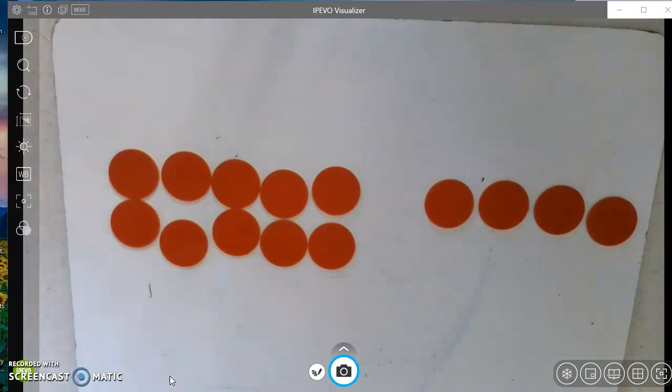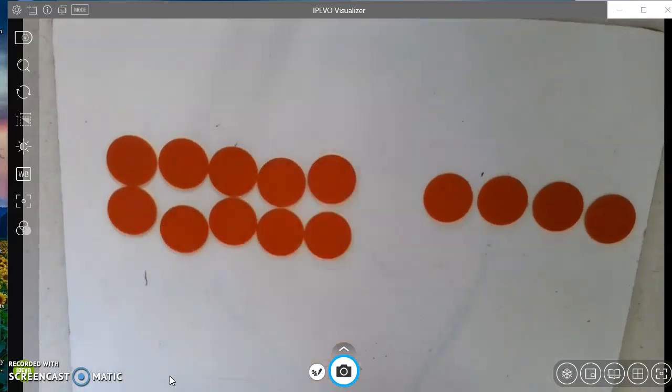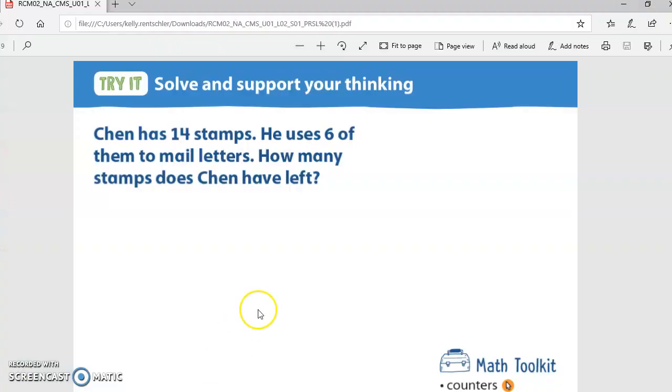So there's all different numbers that we can take away from 14, and we get what is left, right? So you should have a copy of these counters that you could use to help you solve the problems like I just showed you. Let's switch over to our math lesson for today.